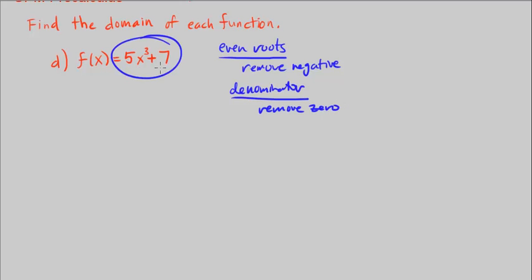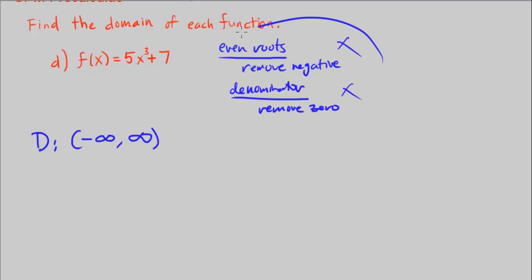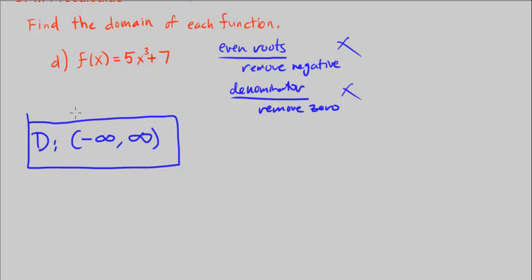So what is the denominator here? Well, that's just all over 1, right? There is no denominator per se. It's implicitly 1, right? Or this is over 1 and this is over 1, but we don't need to write that. So we don't have anything to worry about. Even roots, we do not have any roots here at all. So again, we don't have anything to worry about. So that means our domain is just going to be from negative infinity to positive infinity with nothing to remove. So that is our domain, okay?